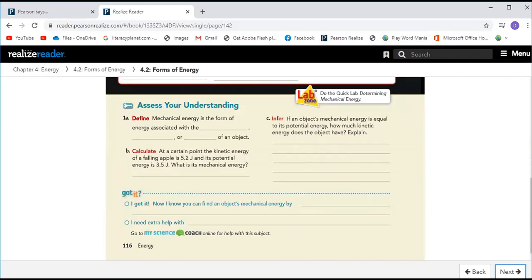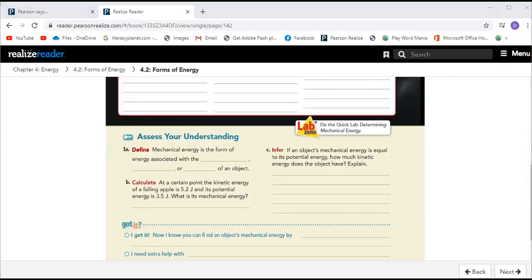If an object's mechanical energy is equal to its potential energy, how much kinetic energy does the object have? First of all, you will tell me, how can we calculate the mechanical energy? Mechanical energy equals potential energy plus kinetic energy. Excellent. If the whole mechanical energy of the object is equal to its potential energy, what about the kinetic energy? Miss, it doesn't have kinetic energy. In the previous question, if the object is at rest, it will have kinetic energy equal to 5.2 joules. Here, say the mechanical energy is 100 joules, which is equal to the potential energy, also 100 joules. How much kinetic energy does the object have?